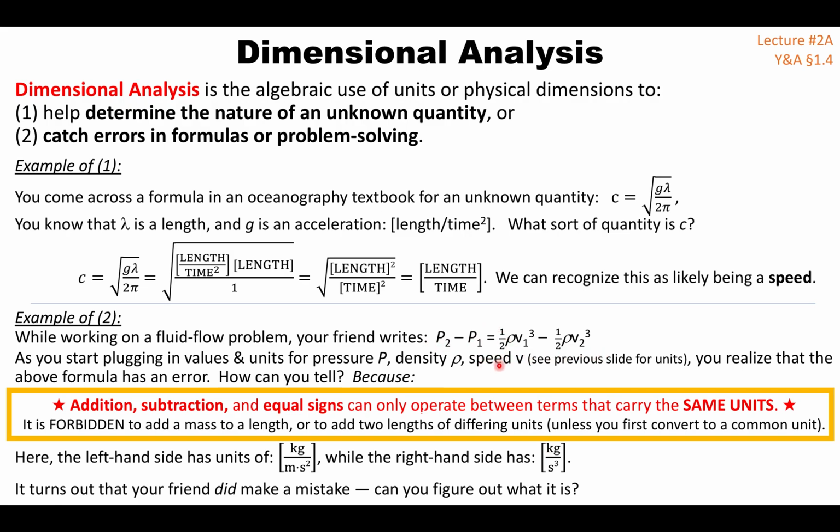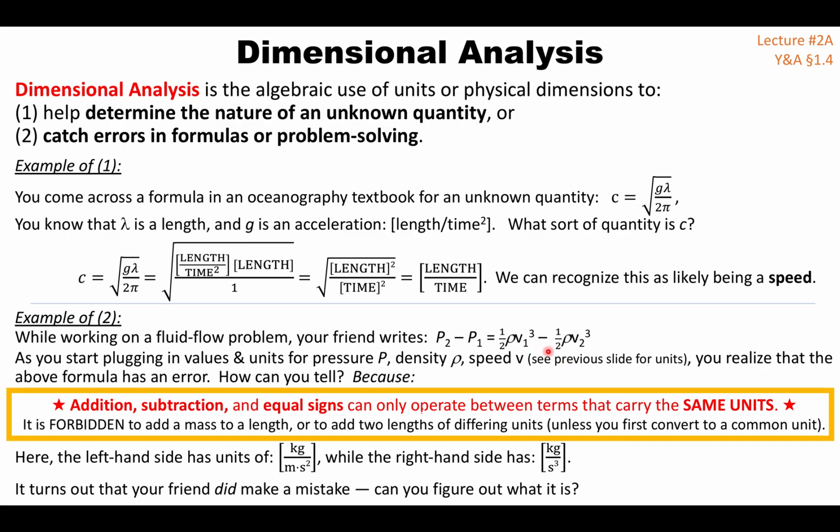be equal? They can't. Whenever you're going to add two quantities, subtract two quantities, or equate the two quantities, they must carry the same units. They must. Otherwise, it's logically inconsistent. It's forbidden to add, subtract, or equate two quantities that have differing units, okay, like a mass and a length. So in this case, chances are the initial formula had a mistake, and indeed it did.